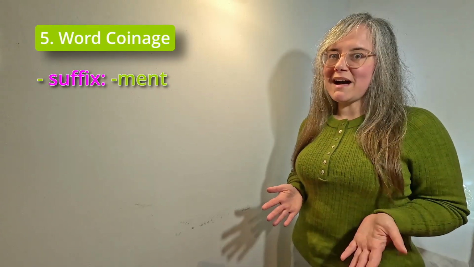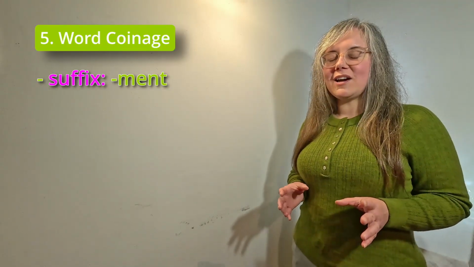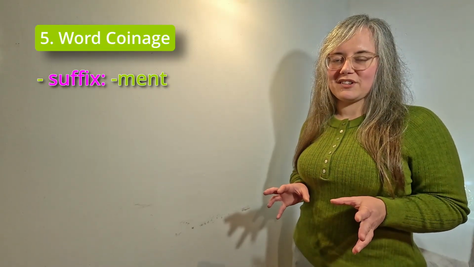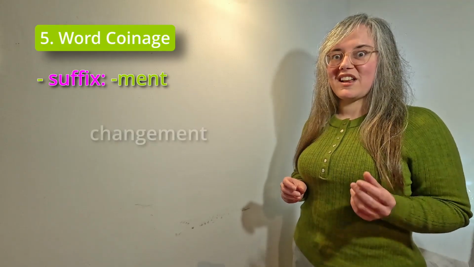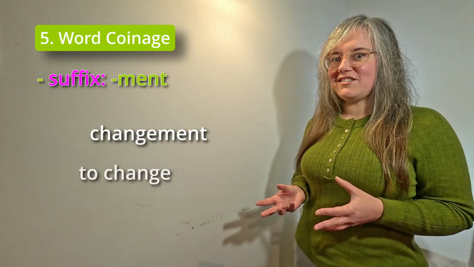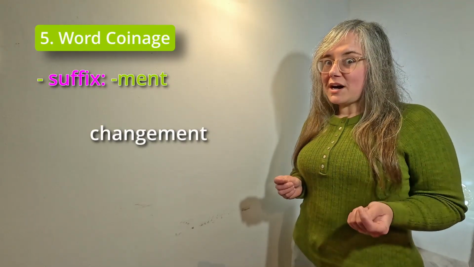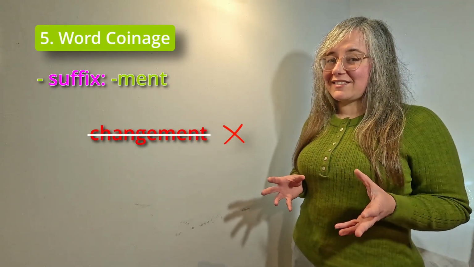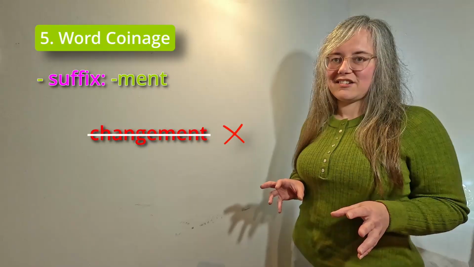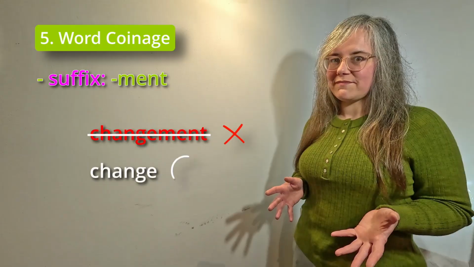So, you might make some mistakes. For example, I often hear English students who speak many different native languages coin the word "changement". So, taking the verb "to change" and adding the suffix "ment". But "changement" is wrong. We do not say "changement" in English. The correct noun form is "change".